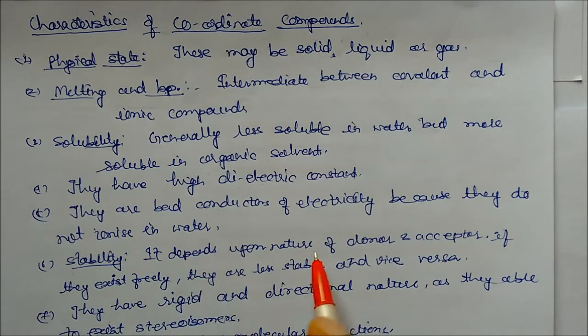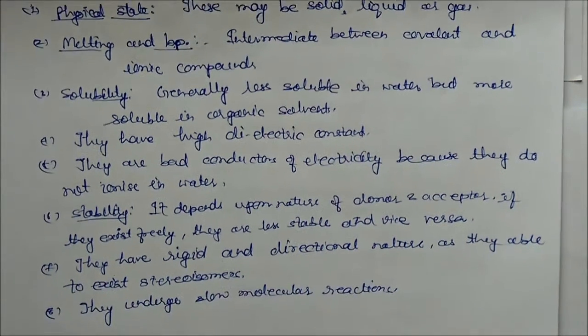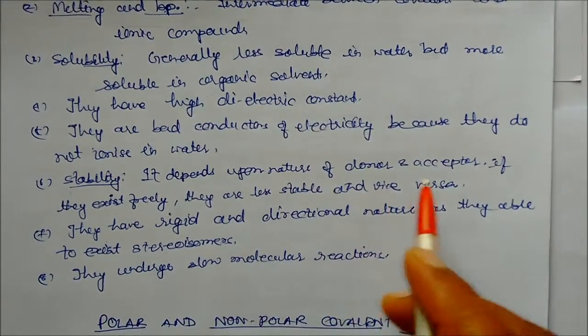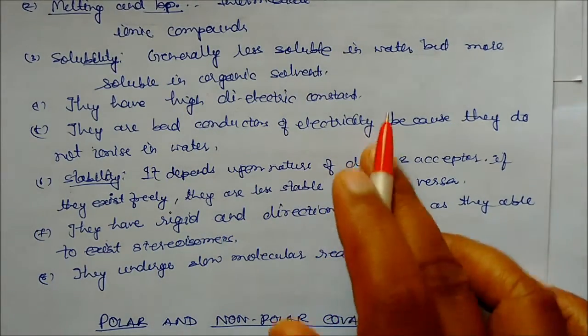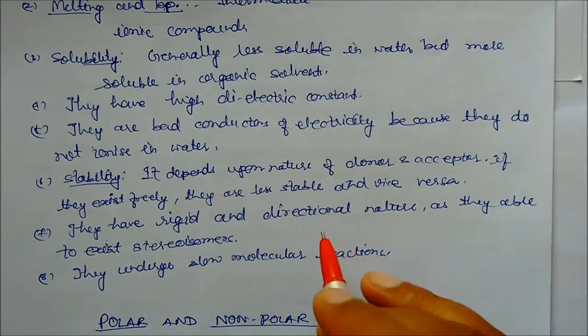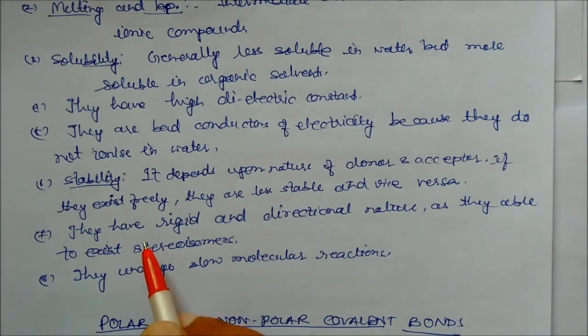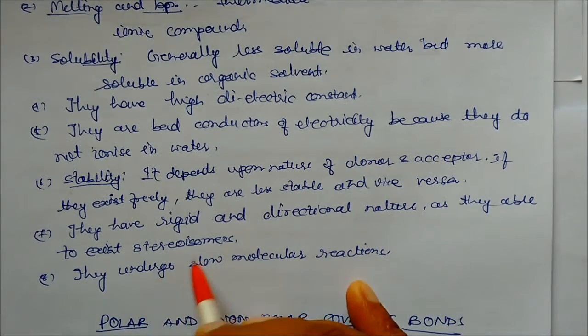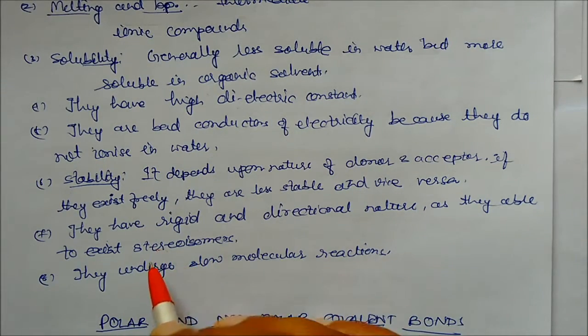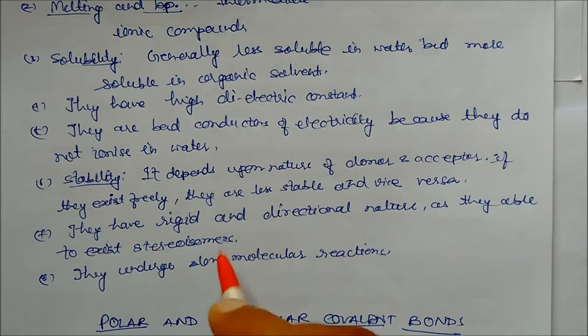Stability depends upon the nature of the donor and acceptor. If the donors and acceptors separate easily, they are less stable. But if the donor and acceptor are more strongly bonded, then they are more stable. Again, they are rigid and directional since they are covalent bond compounds, so they are able to exist as stereoisomers. We will discuss more about stereoisomers in organic carbon compounds, so we will see later on. One more property is that they undergo slow molecular reactions. When these types of compounds make complexes, the reaction is very slow.